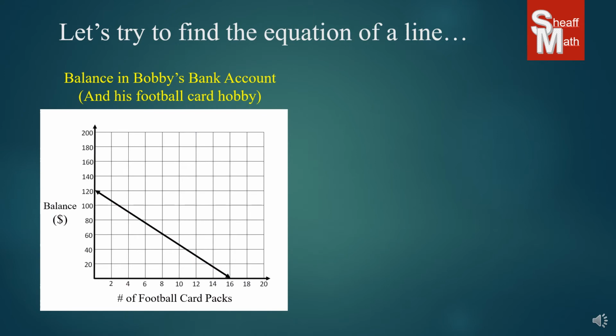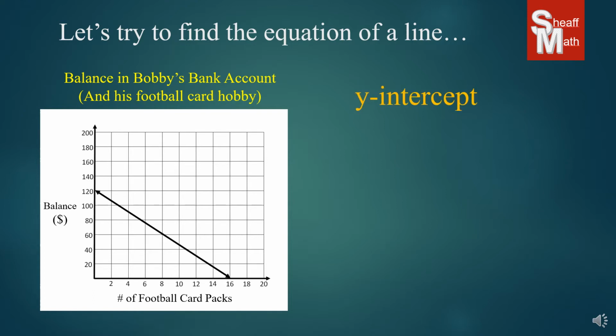So let's take a look at this graph, and it's always good to find out what is going on in this scenario. This is a real graph, and so it says the balance in Bobby's bank account and his football card hobby. So the line is going down and the balance is on the left. So it looks like his money is going down, and as he buys more and more football card packs, the money gets less and less. So let's find the equation for this.